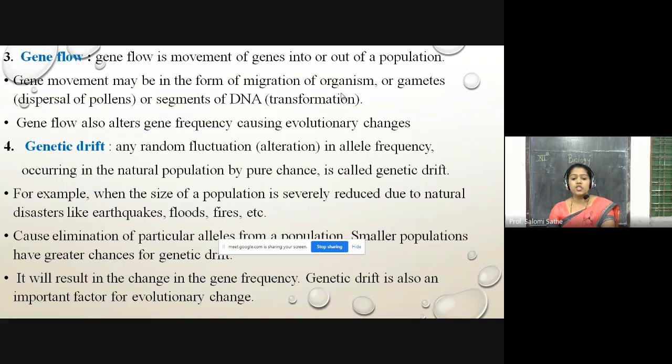Third one is the gene flow. Gene flow is the movement of genes into or out of a population. Okay, what is gene flow? Gene flow is the movement of genes.